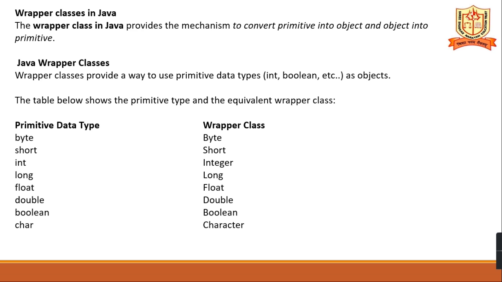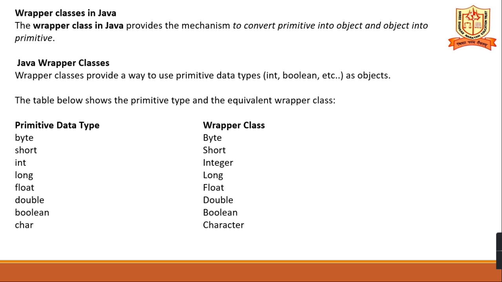Next is what? Wrapper classes. What do you mean by a wrapper class? The wrapper class in Java provides the mechanism to convert a primitive into an object or an object into a primitive type. A vector can store only objects. It cannot store any primitive data types. Which are the primitive data types? Int, float, double, char. These are the primitive data types. A vector does not store these primitive data types, so you need to convert them into objects. For the conversion of a primitive data type into an object, you need wrapper classes.